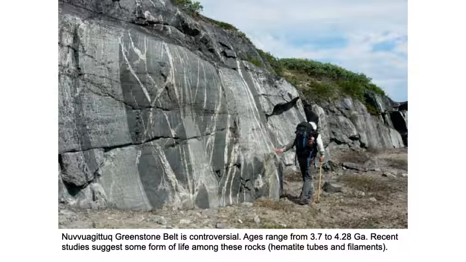Some recent studies of these rocks have suggested that there are hematite tubules or tubes or filaments in that rock that would indicate there could have been life all the way back to just after the Earth formed, which is just pretty astonishing if you ask me. It gets to be pretty questionable. What do you consider to be evidence of a fossil when you're only looking at tubes and filaments?